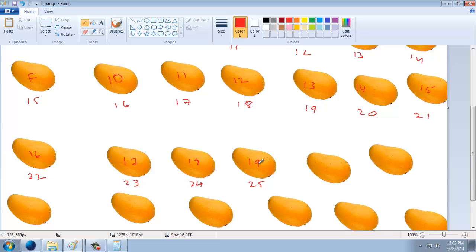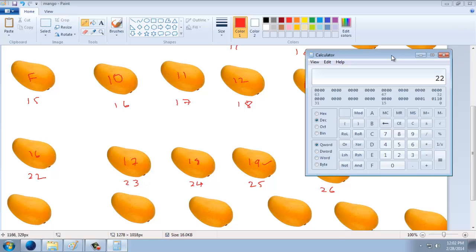After 9, we cannot use 0 here as the next number, because this is a number system based on hexadecimal. So 1a, that is the next number, you remember, 1a. So 1a is 26 here. Always check it using a calculator.